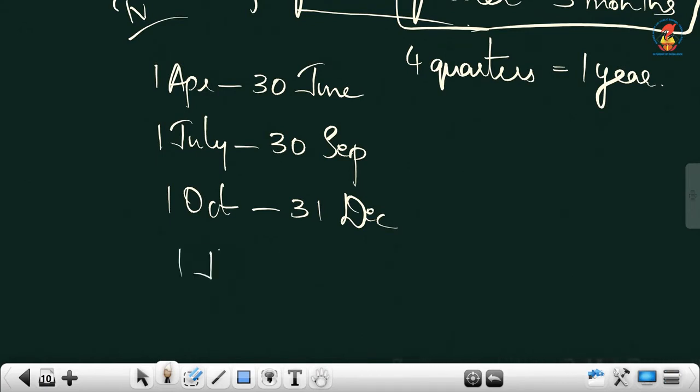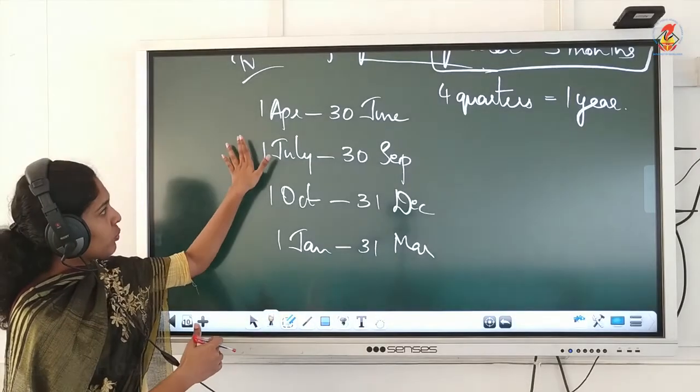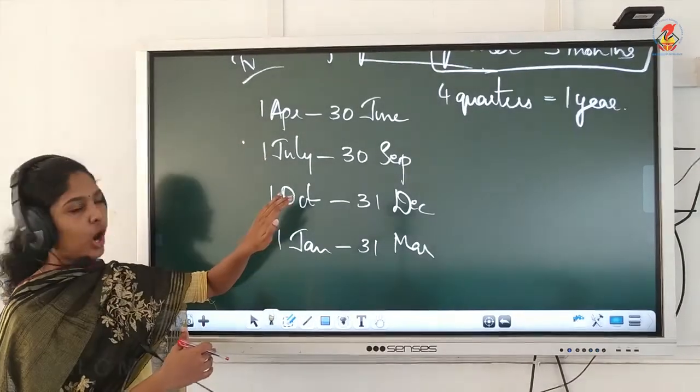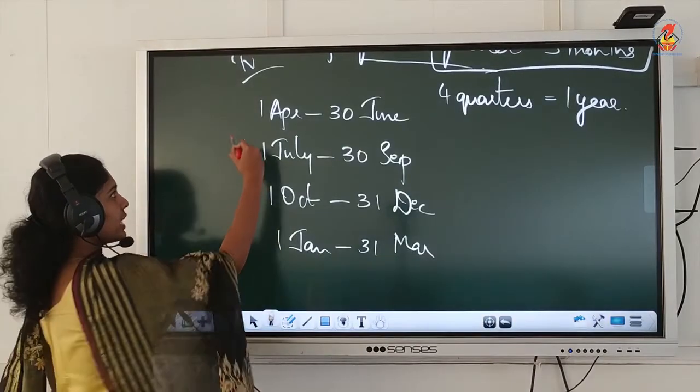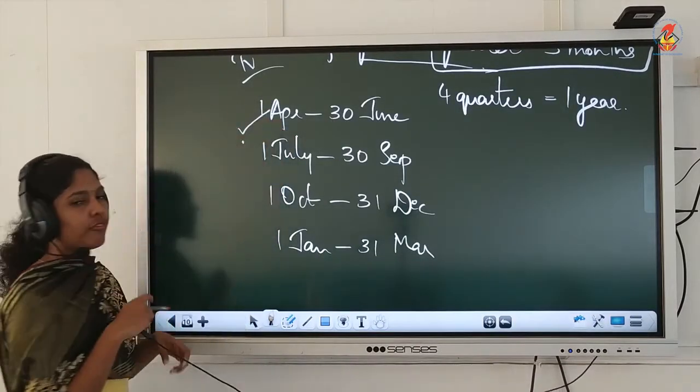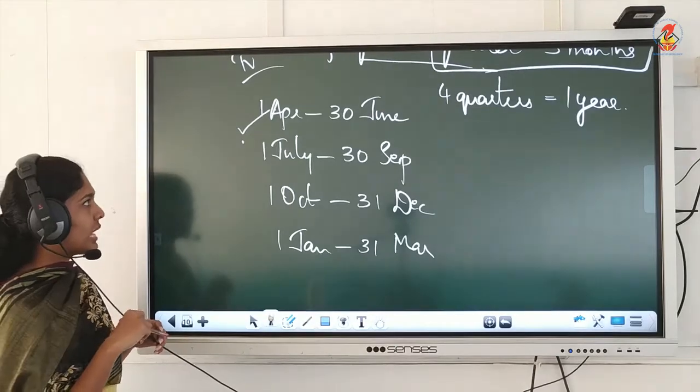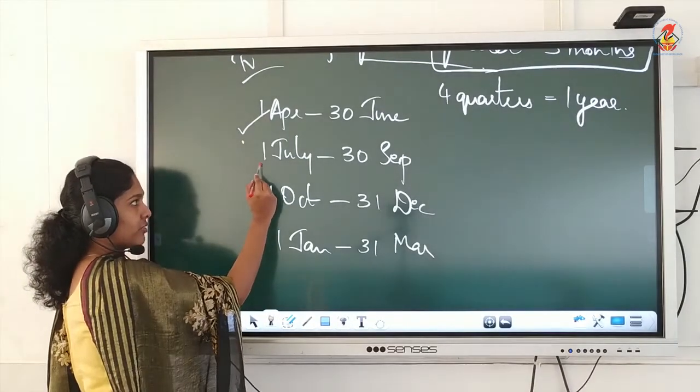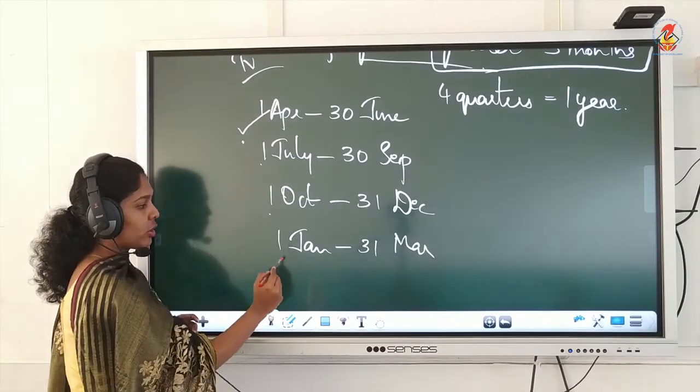Then next one, it is 1st Jan to 31st of March. So we have 4 quarters in a year. 1 quarter is equal to 3 months. Now what's the situation here? Withdrawal is happening in the beginning of each quarter. In the beginning of each quarter means on 1st April, first withdrawal will happen. Second withdrawal will be on 1st July, then on 1st October, then on 1st Jan.